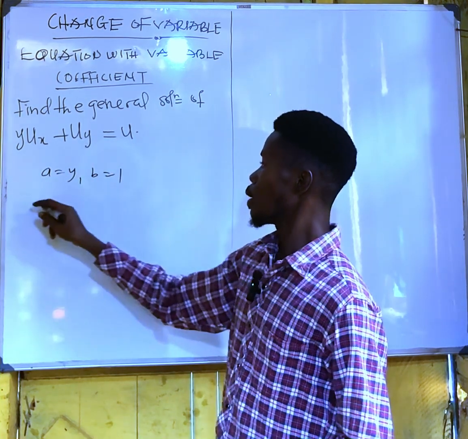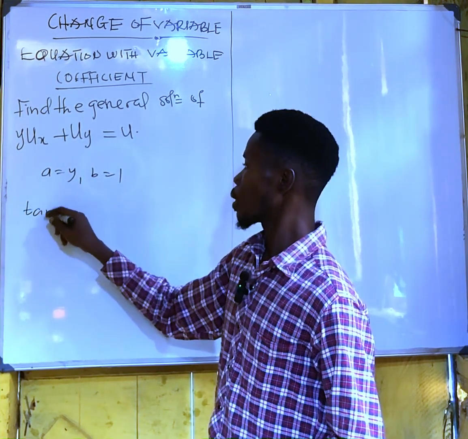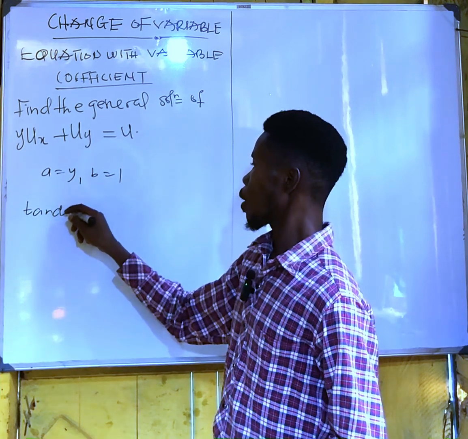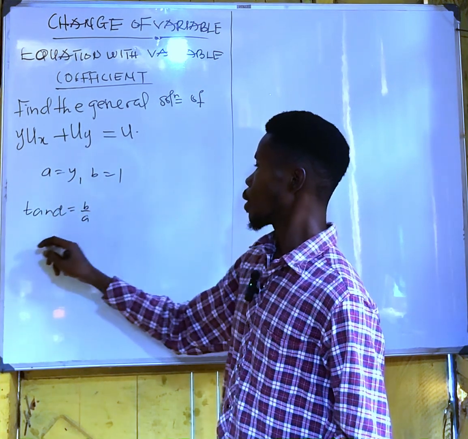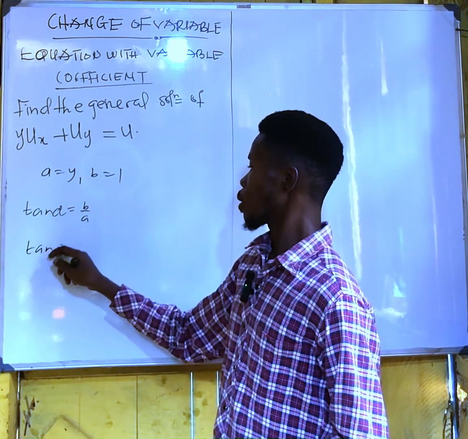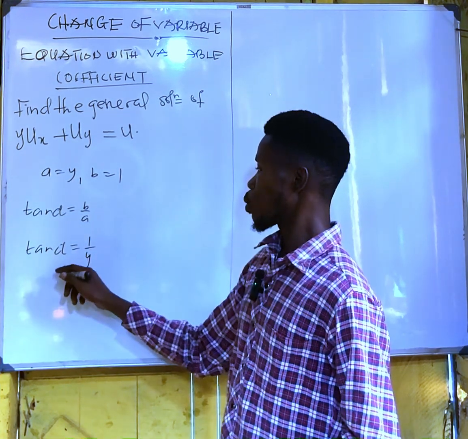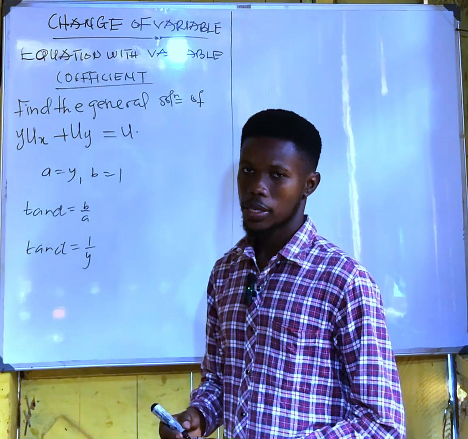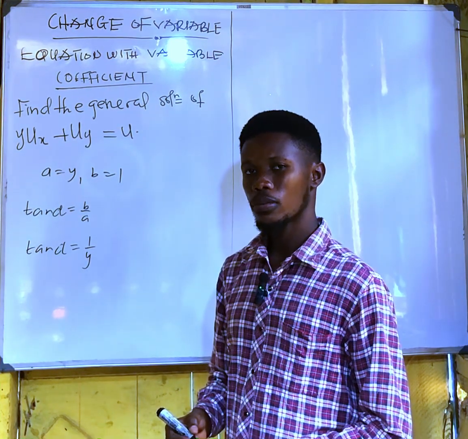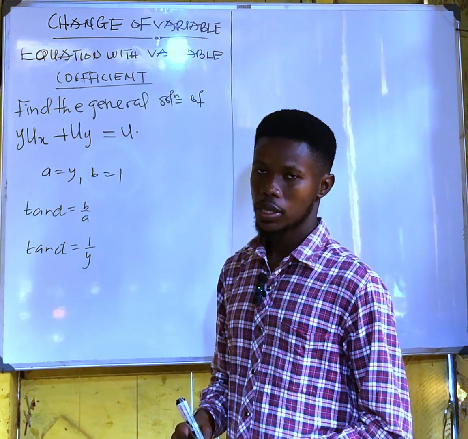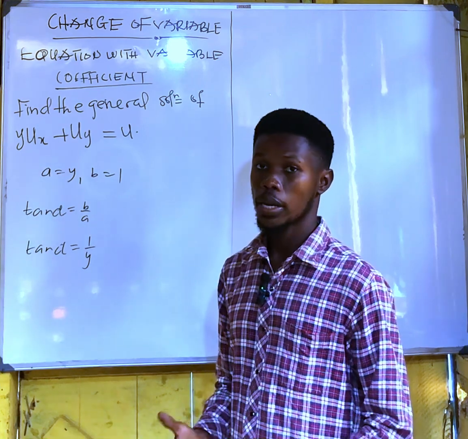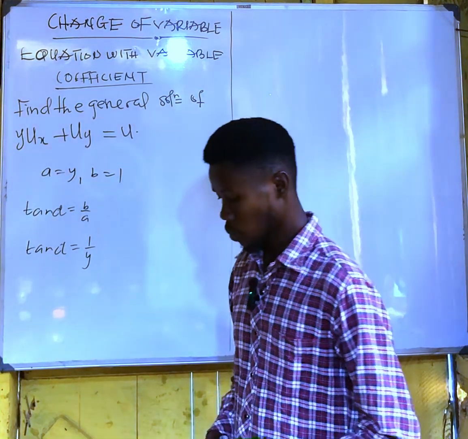If b is 1 and a is y, it means that tan alpha will be b over a, so tan alpha will be 1 over y. So what will be the tan inverse of 1 over y? You see, when we have a variable coefficient, you can't use the angle. So we need to find another way of doing this. Is that okay? Good.